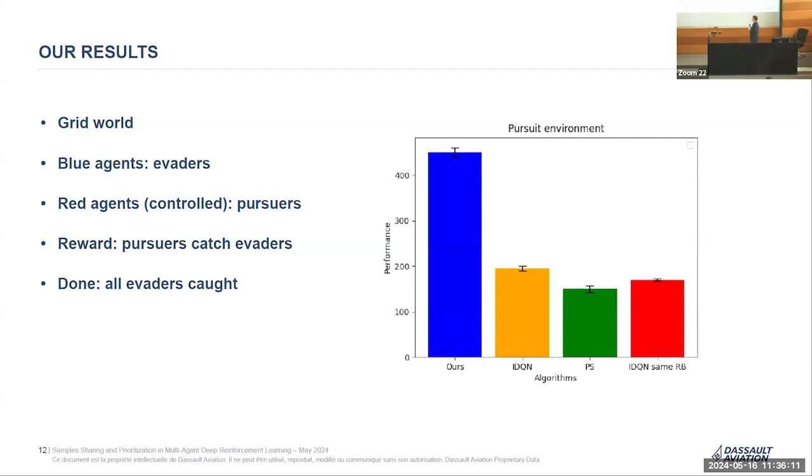So the LBS algorithm, the large batch sharing algorithm, has very promising results. We have tested it on this grid world environment. We have compared it against the baselines I previously mentioned, namely the independent DQN algorithm and the parameter sharing algorithm, and also a variant of independent DQN sharing one single replay buffer, and it proved to bring a substantial improvement.